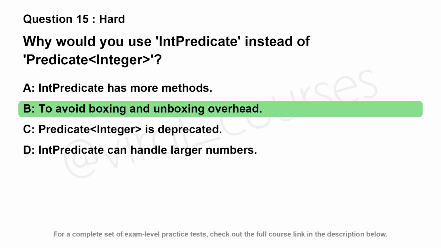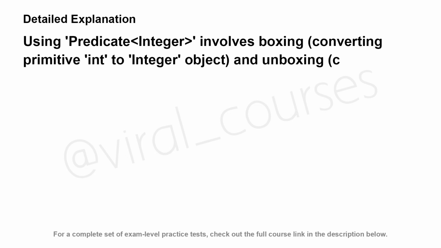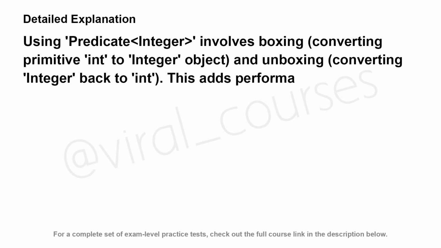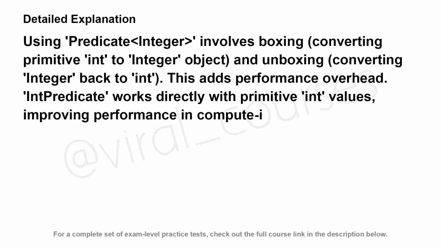The correct answer is B. Using Predicate<Integer> involves boxing, converting primitive int to Integer object, and unboxing, converting Integer back to int. This adds performance overhead. IntPredicate works directly with primitive int values, improving performance in compute-intensive applications.